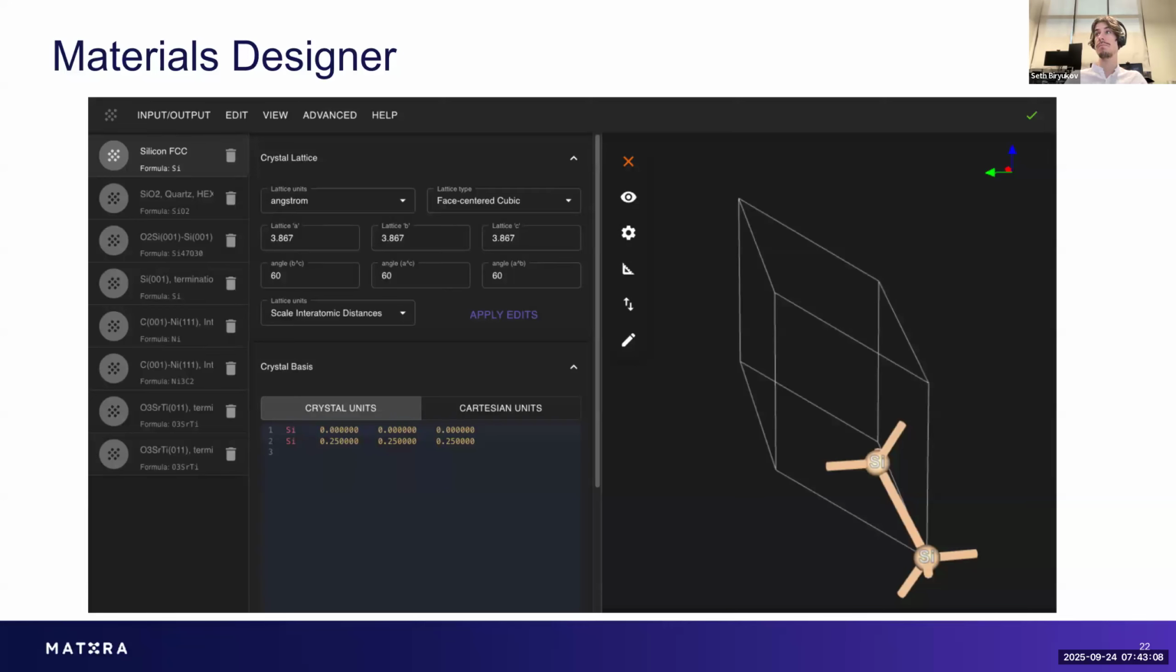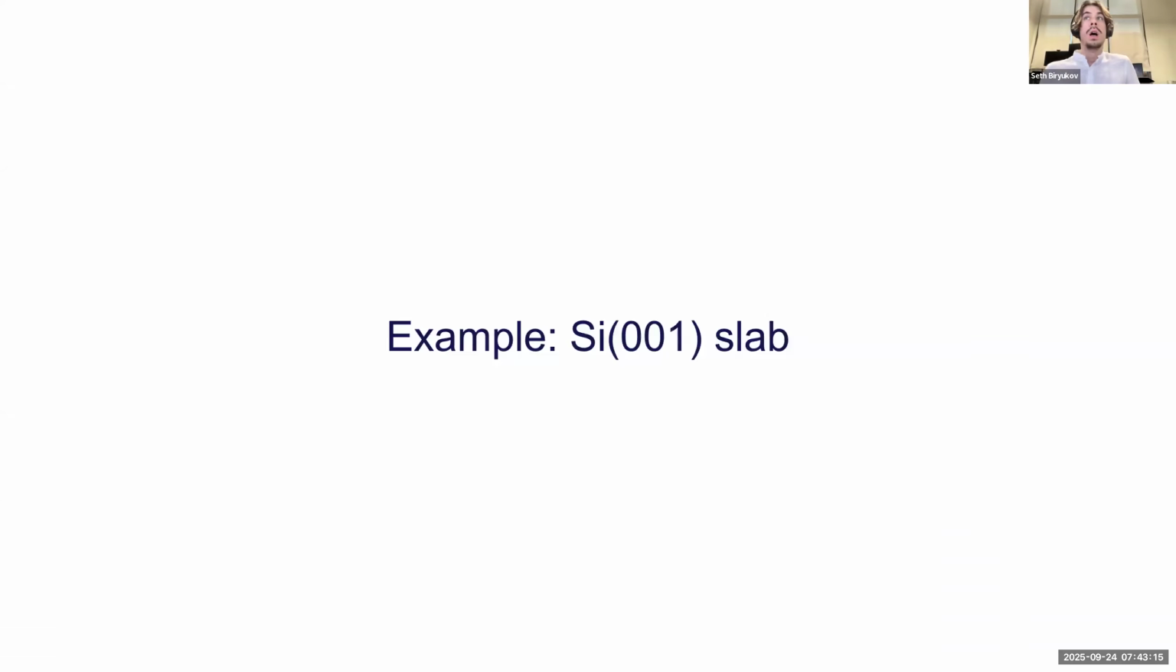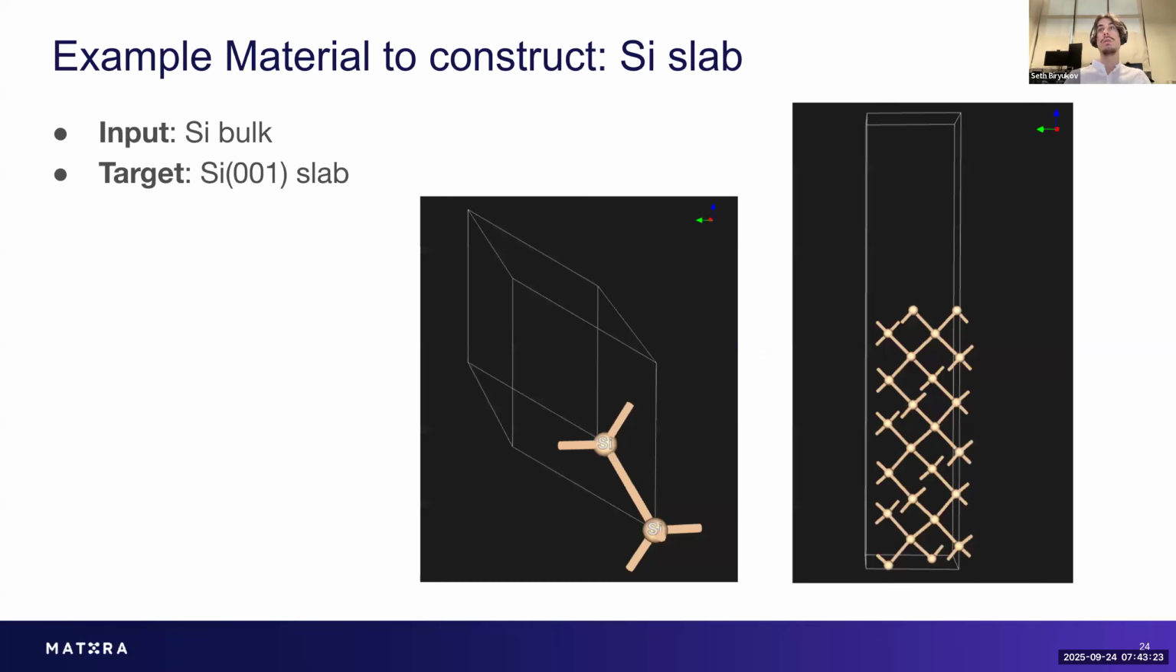So this is the UI of Materials Designer. We're going to look into it later. First example is going to be a simple slab. It's going to be silicon 001 slab. It's pretty straightforward. We want to take the silicon bulk and transform it into a slab with some thickness and added vacuum.